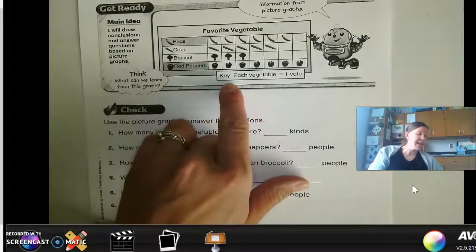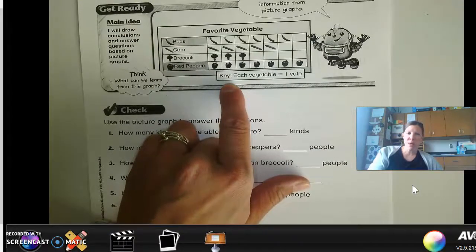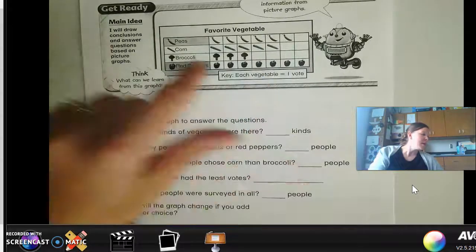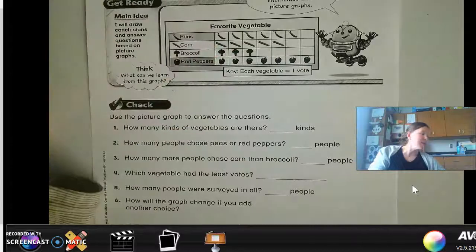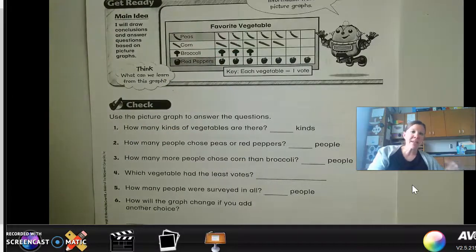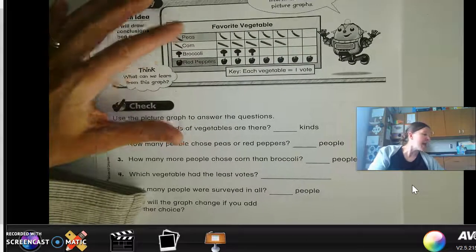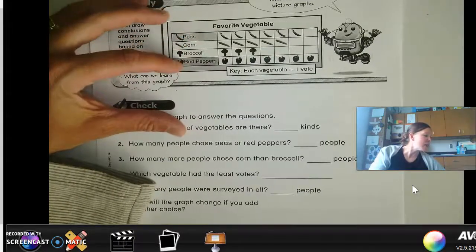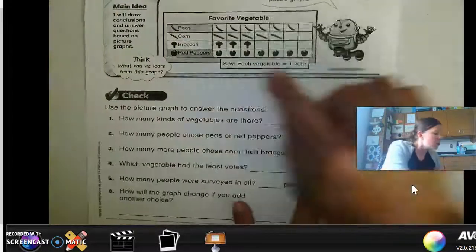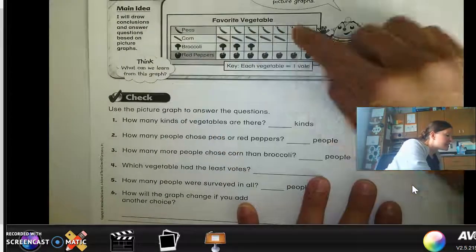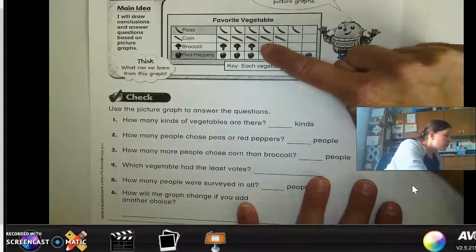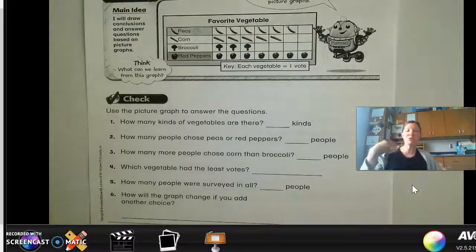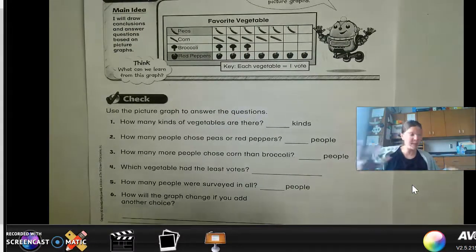Let's take a look at the key first because that's going to tell us how much each vegetable is worth. Key: each vegetable equals 1 vote. So every pea is worth 1. What I like to do first is just look at my graph. I look at my title, favorite vegetable, I look at my categories, peas, corn, broccoli, and red peppers, and I just quickly go through and say, okay, there's 1, 2, 3, 4, 5, 6 peas, 5 corn, 3 broccoli, 1, 2, 3, 4, 5, 6, 7 red peppers. Okay, so just so I'm aware of what's happening.